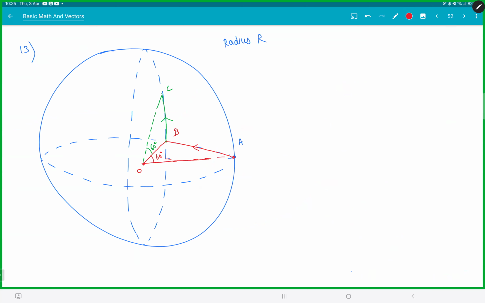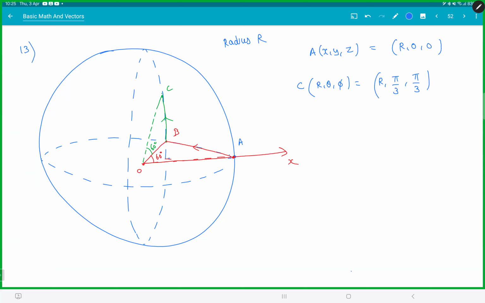So this point A is on the equator, so this is the x-axis. So the coordinates of A will be R, 0, 0. X, Y, Z. You're on the x-axis, right? There is no y coordinate, there is no z coordinate. So R, 0, 0. Similarly, the coordinates of C will be how much? The coordinates of C are R, theta, phi, which is R, pi by 3, pi by 3.